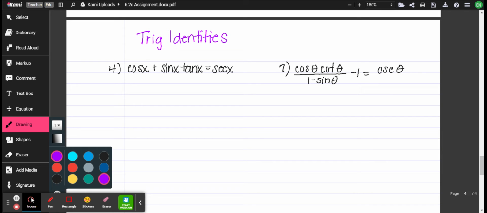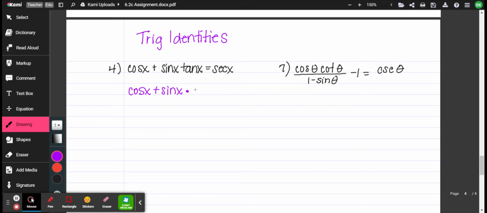It's cosine x plus sine x tangent x equals secant x. Now remember, we want to pick the more complicated side and try to simplify that. So I'm going to work on the left and try to simplify it down to be equal to secant x. I am going to start by rewriting tangent as sine over cosine. So there's my first identity that I'm substituting in.